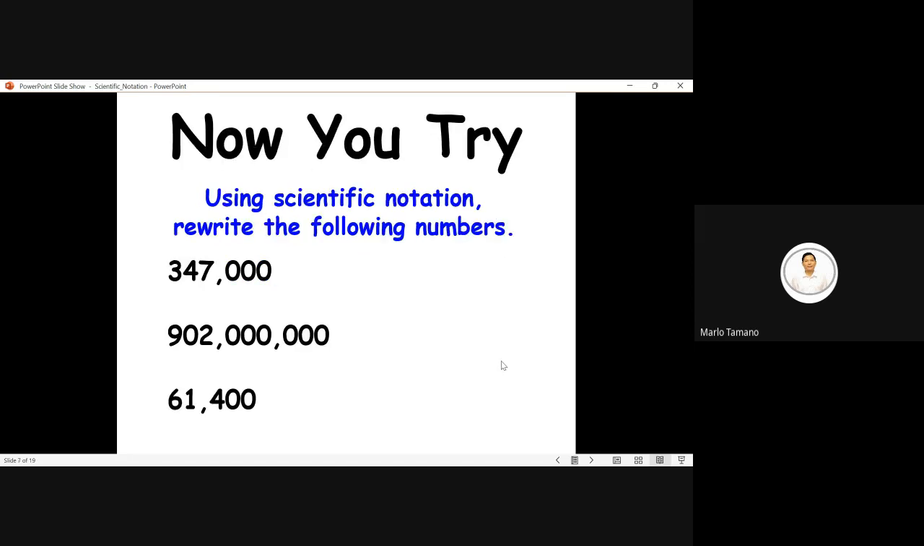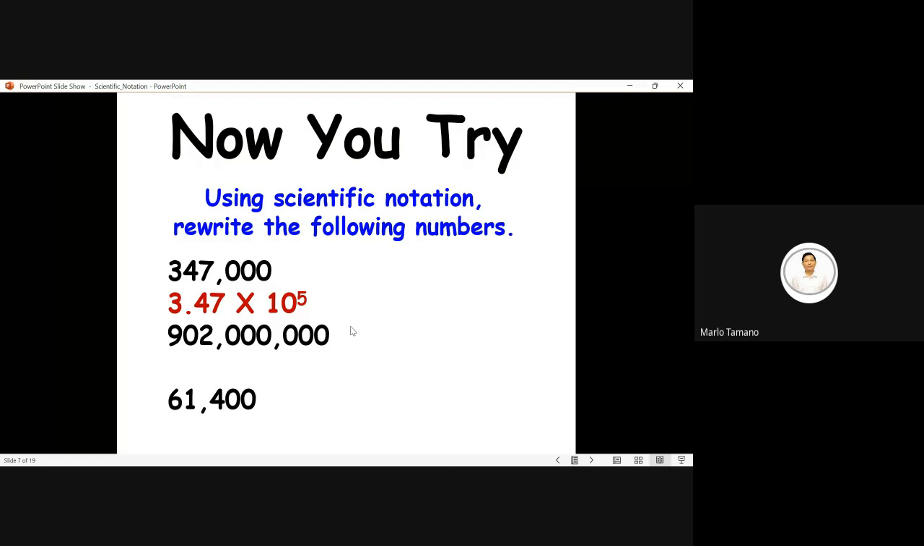Okay? Now, you try. Using scientific notation, rewrite the following numbers. 347,000. How do we write this in scientific notation? Okay, so move the decimal point. That is the invisible decimal again, or what you call that? Imaginary. Okay, 1, 2, 3, 4, 5. So our answer must be 3.47 times 10 to the fifth power. That is correct.